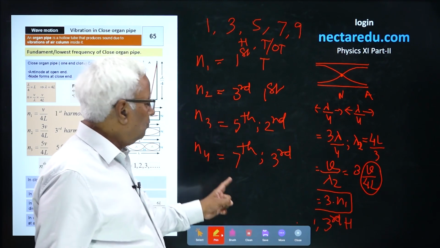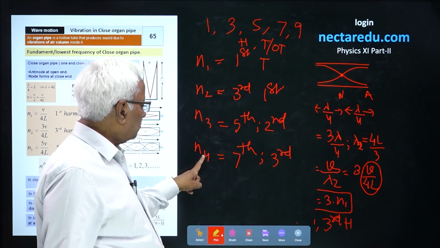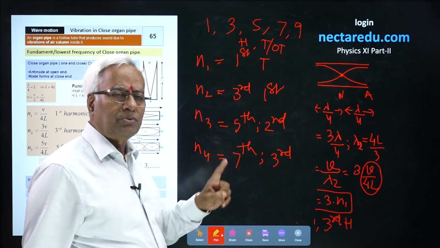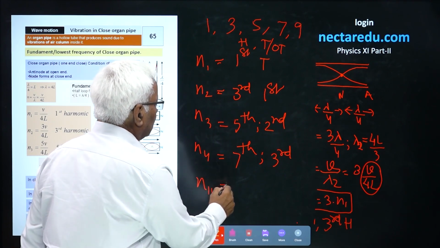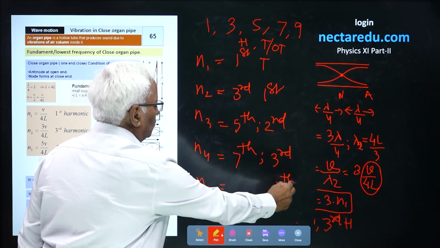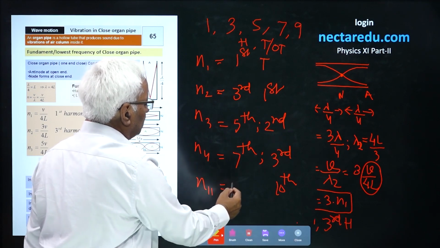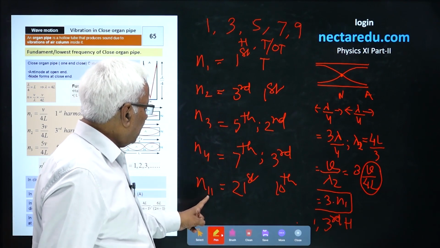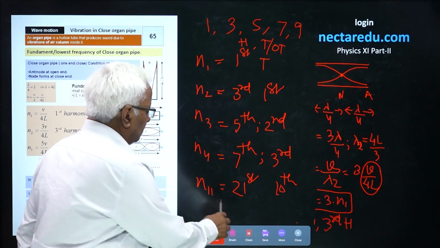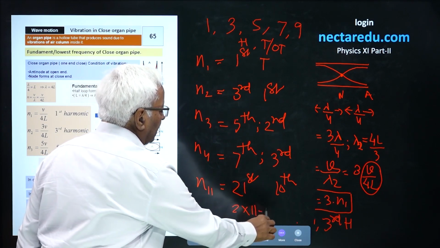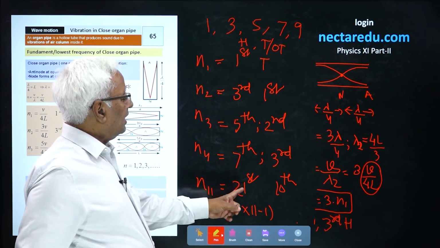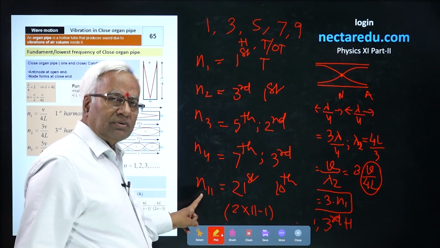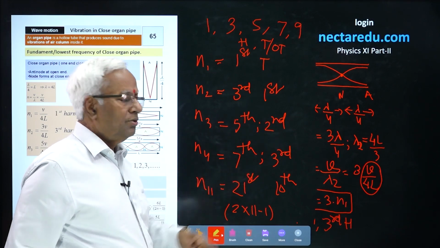While deciding the overtone, you just reduce one from this serial number. If it is N4, you will call it third overtone. Suppose it is N11, then you call it 10th overtone, and moreover this is going to be the 21st harmonic. For deciding the harmonic, you multiply this serial number by 2. See, this is 11, then 2 into 11 minus 1. This is the way we decide the harmonic, but for deciding the overtone you have to reduce 1. If it is N4, then you call it third overtone.